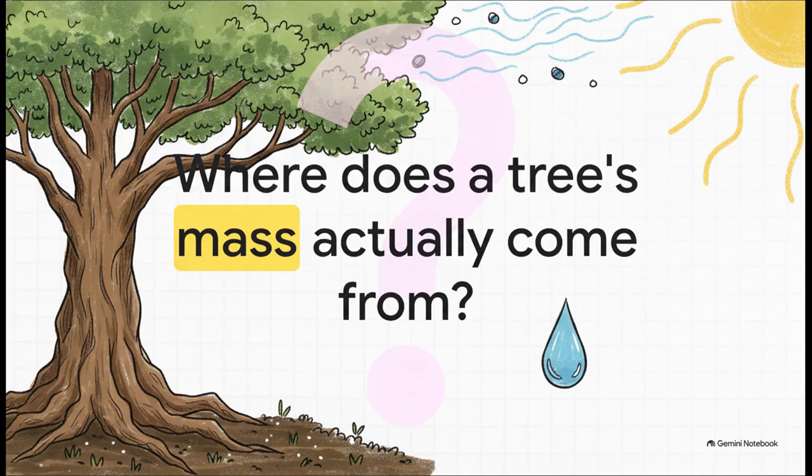Picture a massive tree in your mind. Where does all that heavy wood, the thick bark, and the thousands of leaves actually come from? Does the plant just eat the dirt around it? Does the mass come entirely from the water it drinks? Or does it somehow come from the air? Most people assume it has to be the soil, right?